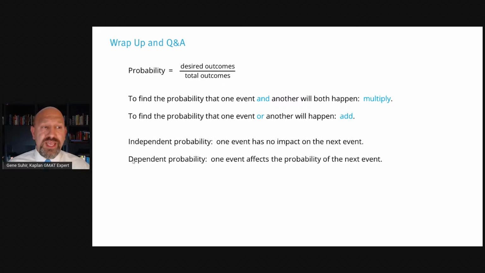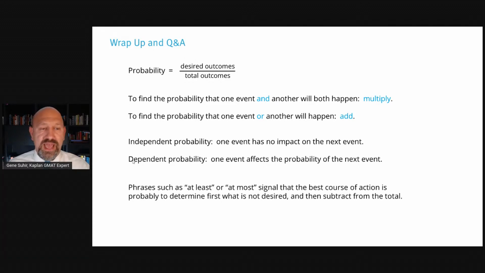The other decision is independent versus dependent probability. Independent, like coin flips or rolls of dice, one event has no impact on the next. But dependent probability, like selecting jelly beans one at a time or poker chips and not putting them back, as we saw earlier, one event does have an impact on the probability of the next. And then relating also to Caleb's question, language like at least, at most, no more than, no less than, no fewer than would typically be the signal that probably the best course of action will be to determine what's not desired and then subtract from the total. Total outcomes, if you want to think of it that way, or total probability, would be 1.